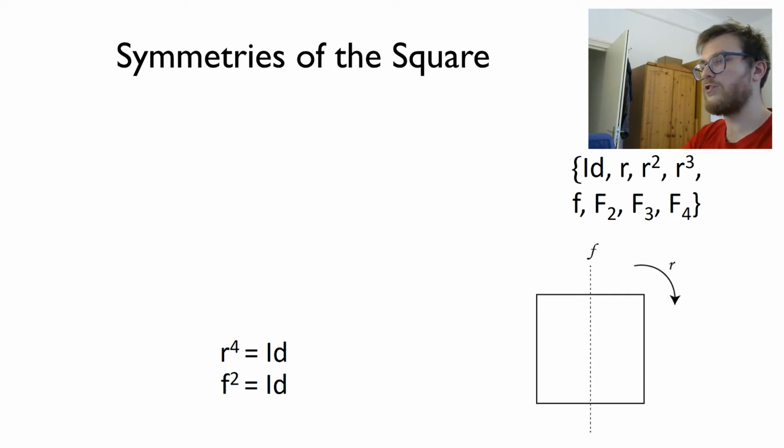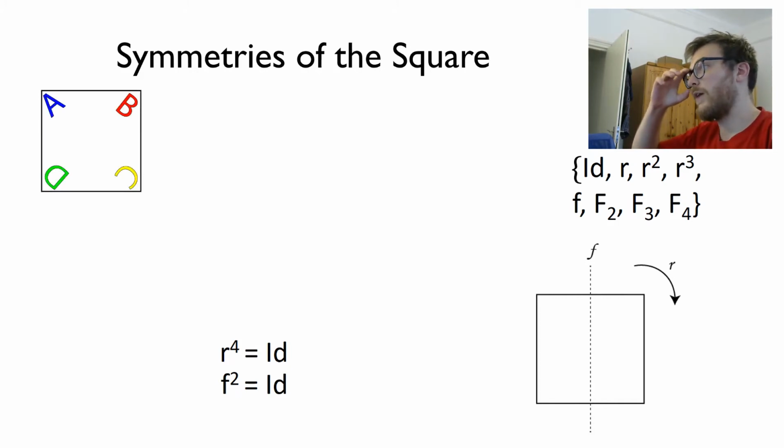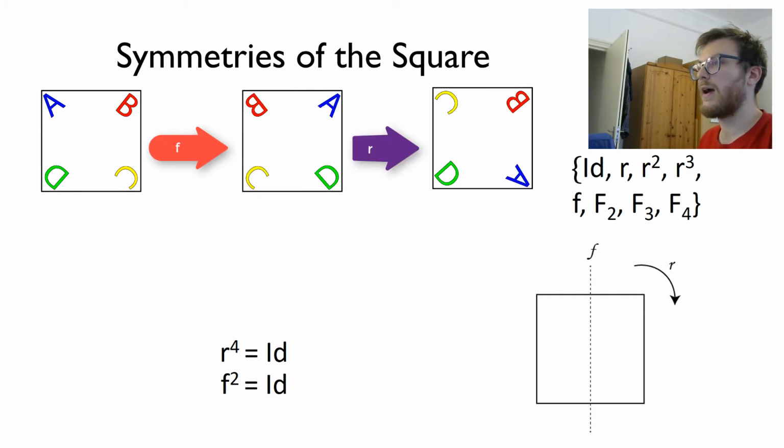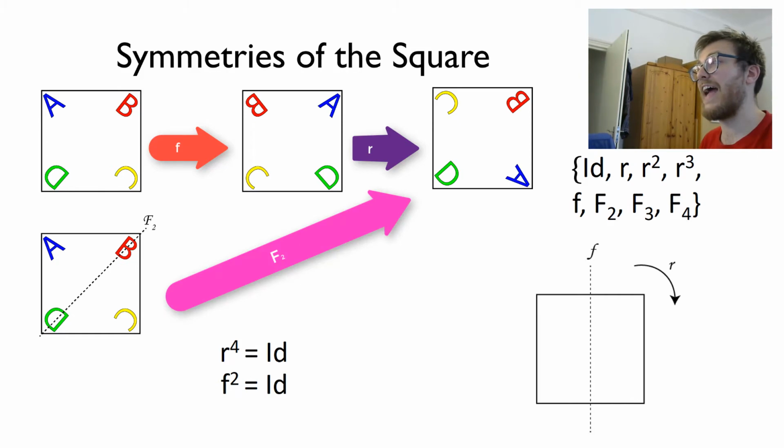For example, we could do F and then R, which we'll notate FR. What symmetry is this? Let's track it and figure it out. We'll label the corners so that we can see what happens. So here we'll do F, and then we'll do R. And we see that this is actually the same as F2. So we get the equation FR equals F2. You can try other combinations of R and F if you like to see what happens. Pause the video if you want to think about it yourself.